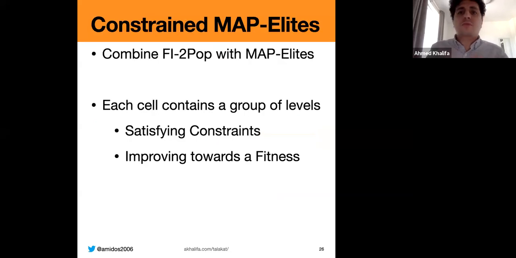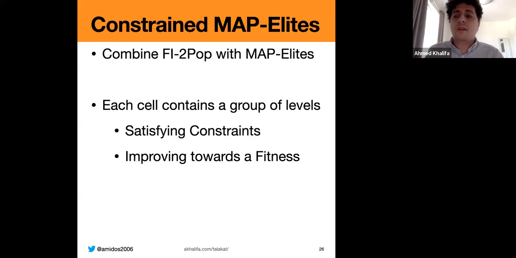But since I talked about wanting some constraints to eliminate a lot of this computation power, I wanted to modify the MAP-Elites algorithm so it also has constraints. So I designed a new algorithm called Constraint MAP-Elites. Constraint MAP-Elites is just a combination of the FI-2Pop algorithm with the MAP-Elites algorithm.